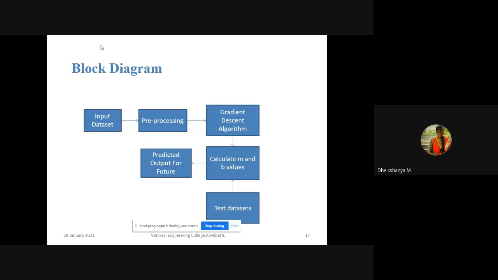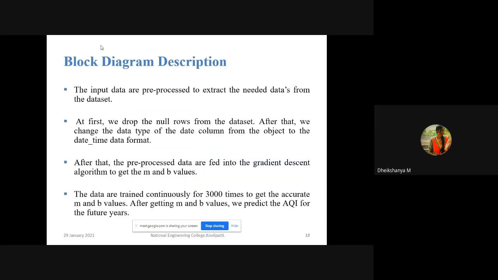Next slide. It is the block diagram showing how the data set will be read and pre-processed before inserting into the algorithm. The data set will be pre-processed, and then inserted into the gradient descent algorithm, and then we will predict the future air pollution.